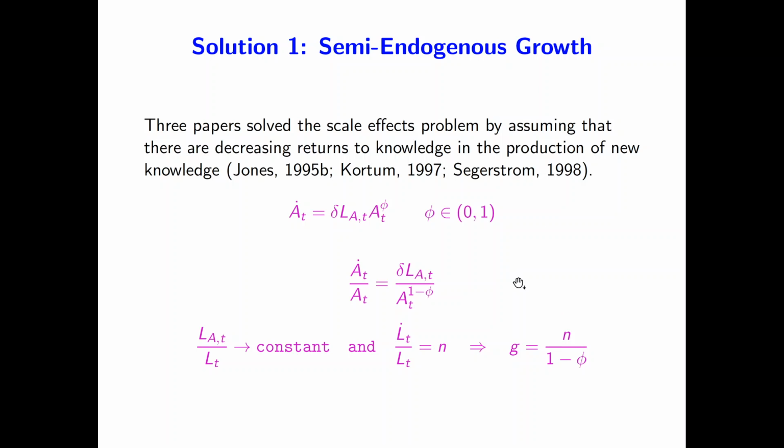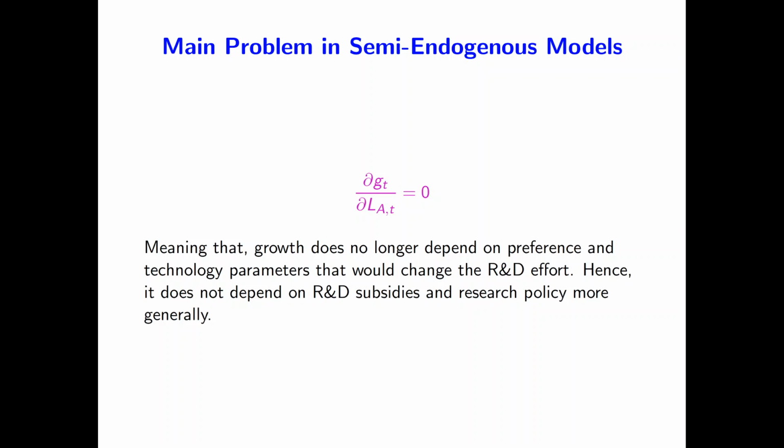Most specifically, the share of R&D allocated to research, this constant there, does not appear in the growth rate. All right. So that implies, yes, semi-endogenous growth models correct for the scale effect problem. They sterilize scale effects, but in the meantime, the policy relevance is gone. Okay. Right here. So growth no longer depends on preference and technology parameters that would change the R&D effort.